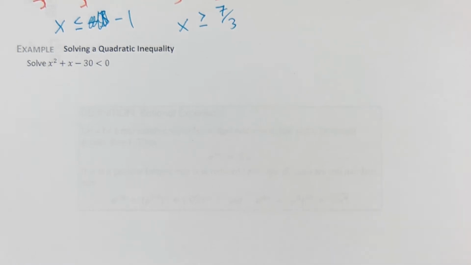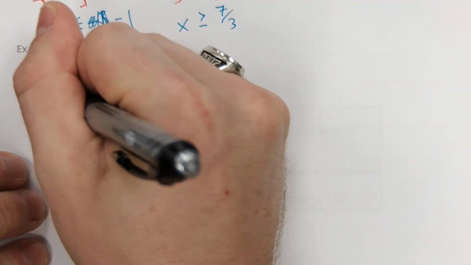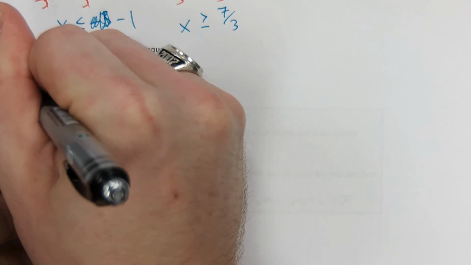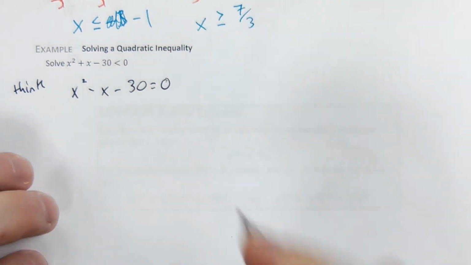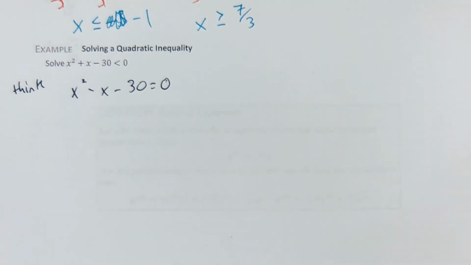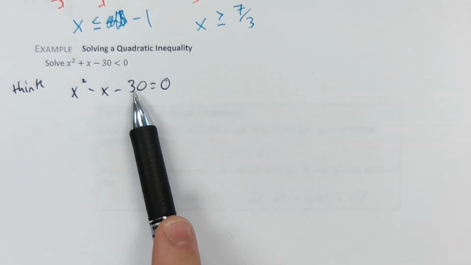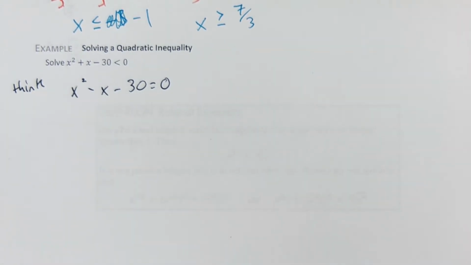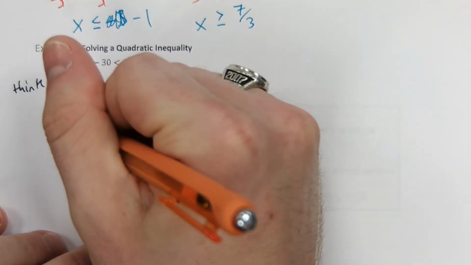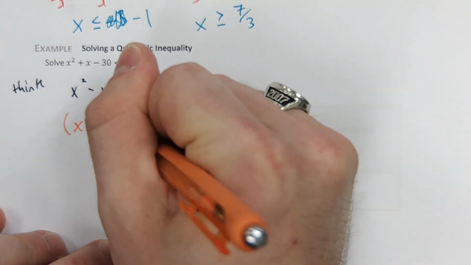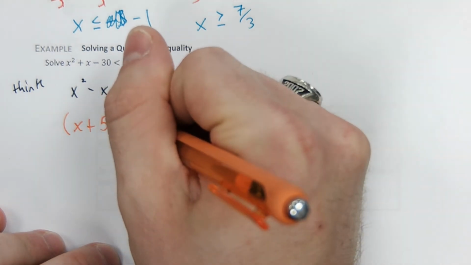If it said equals 0, let's just pretend it says equals 0, how would we have solved? Yeah, factoring should be your go-to method. So here's what we're going to think. We're going to think it says x squared minus x minus 30 equals 0. It doesn't, but that's how we're going to treat it for now. We'd be looking for the two numbers that multiply to negative 30, that add to negative 1. And I would hope that those numbers jump out to everyone. Positive 5 and negative 6, good.